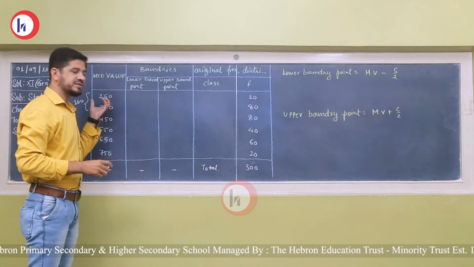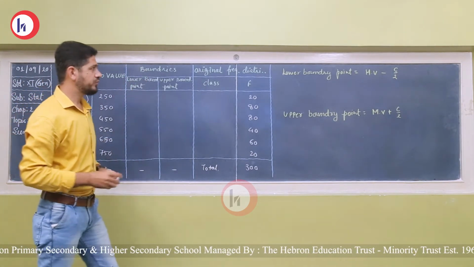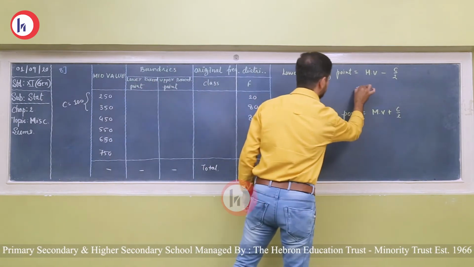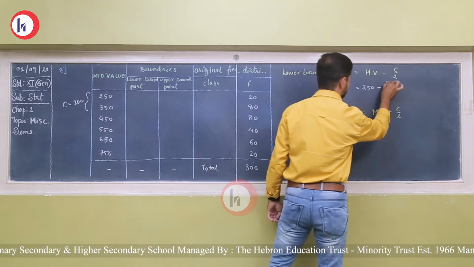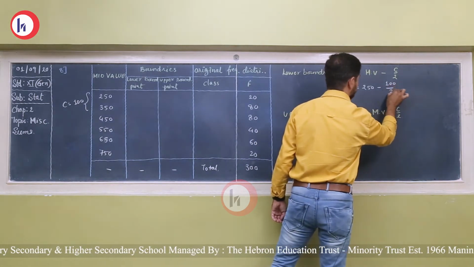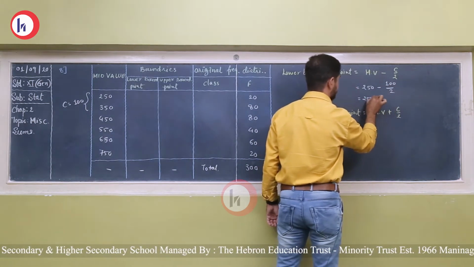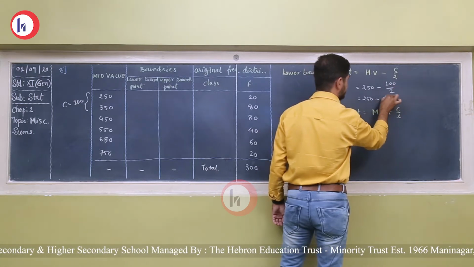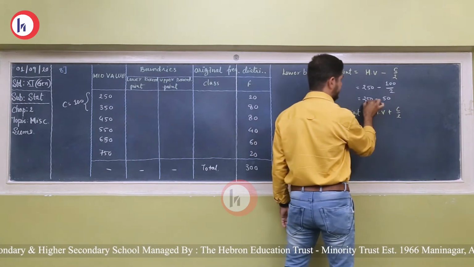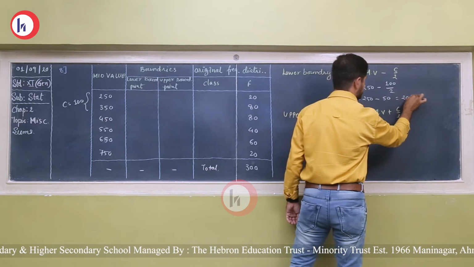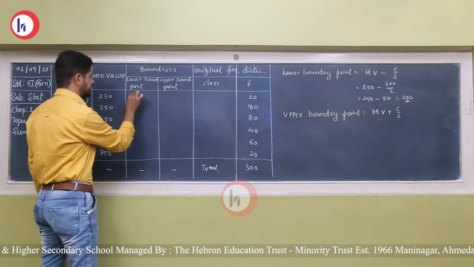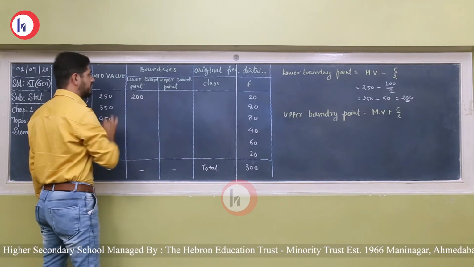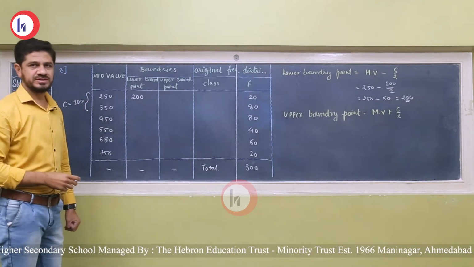Now this 100 is called C, that is the class length. So let's put this value into the formula. The mid value is 250 minus C, that is class length 100, divided by 2. So 250 minus 100 divided by 2 is 50. So 250 minus 50 is 200. So 200 is the lower boundary point of the first class.